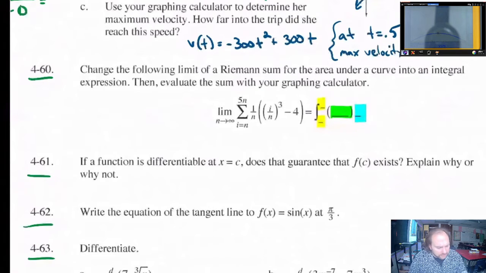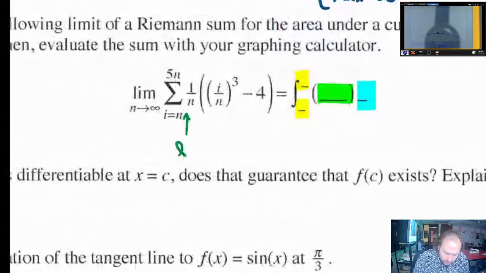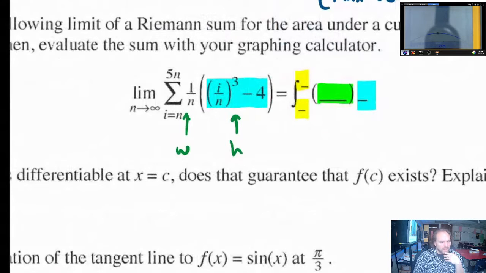So if we really think about what's going on in this problem, I think what we've got is length times width. That's going to be the key. There's your width. The 1 over n is the width of each rectangle, and this right here is the length of each rectangle, or I guess the height would be a better word for it, since that's our function. I believe that this is the function, x squared minus 3, or x to the third minus 4. Sorry, brain fart. That's going to be the actual thing that we're going to plug in here.